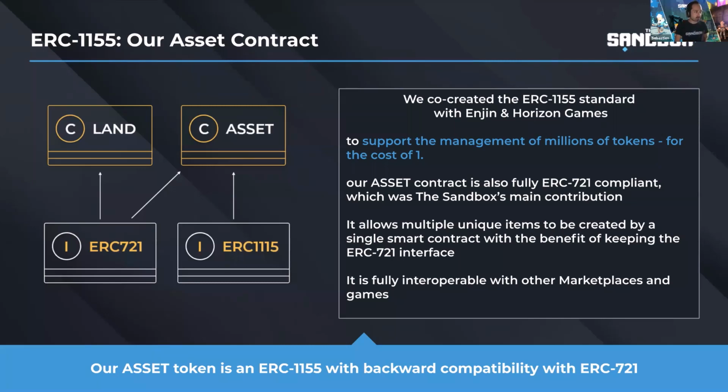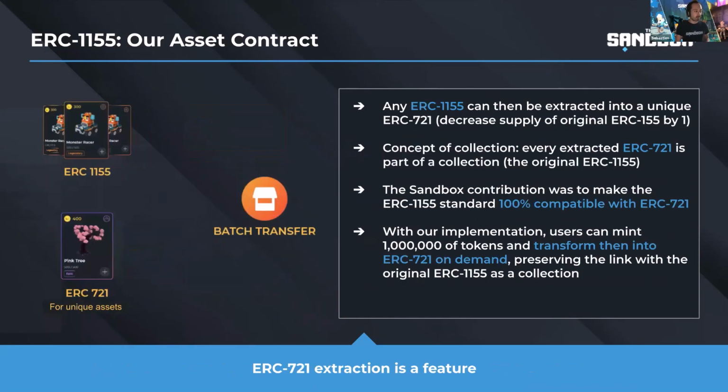And the main addition of Sandbox to that contract was to make sure that it would be fully backward compatible with ERC 721, to the point that it could even be extracted from it. We also added features to enable batch transfer, reducing the use of gas fees and the blockchain, having more efficiency since you could group several ERC 1155 and transfer them in one go.